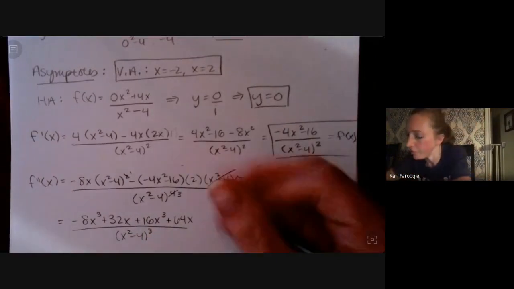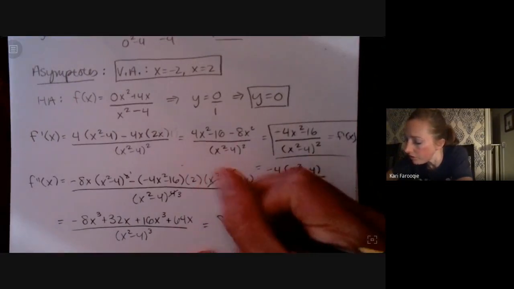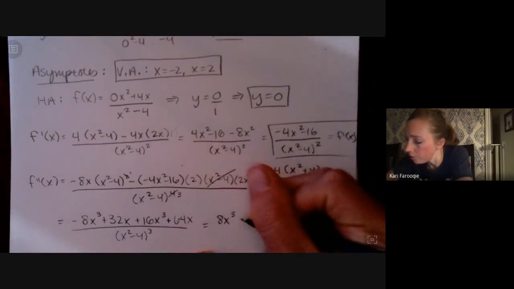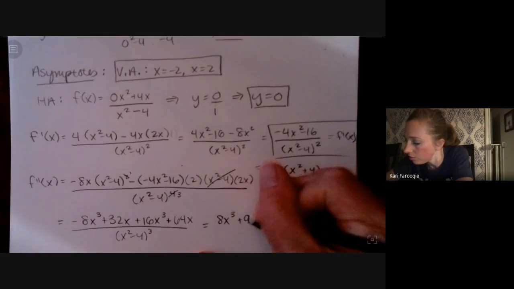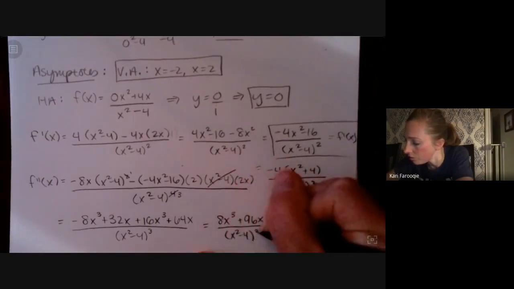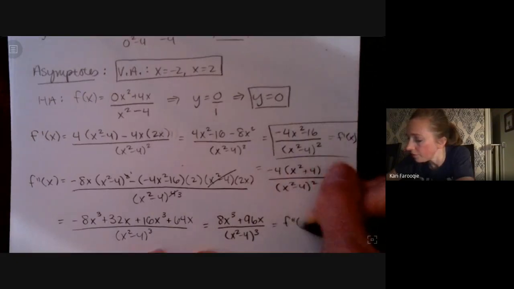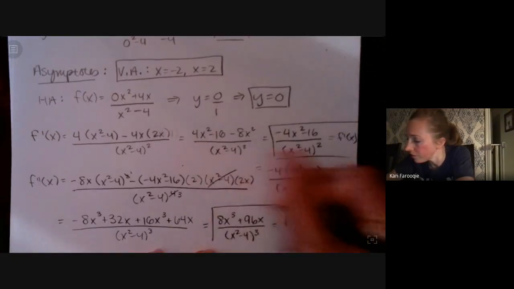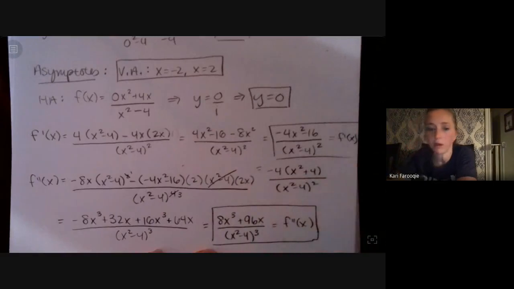Okay. And then we'll simplify. So we'll have positive 8x cubed plus 96x divided by (x squared minus 4) quantity cubed. And there's f double prime. It'll be easier for you to put that into your calculator if it's in this form. We're going to look for possible points of inflection anyway, and you're going to factor it then. So you might as well just let it be for right now.